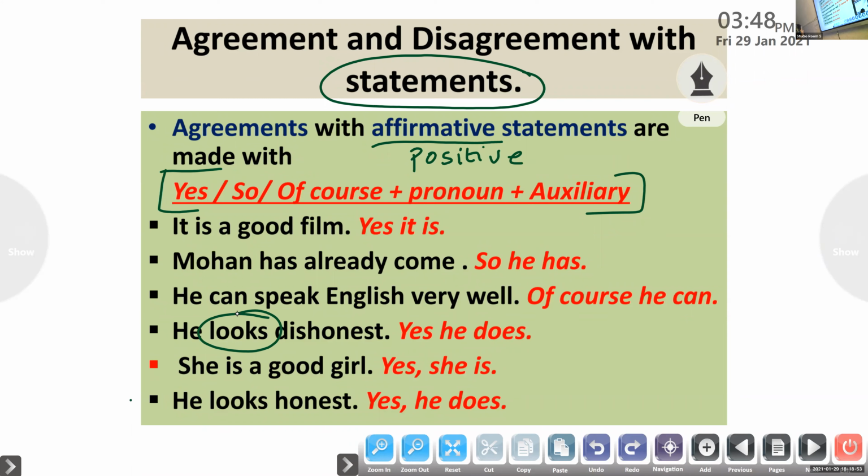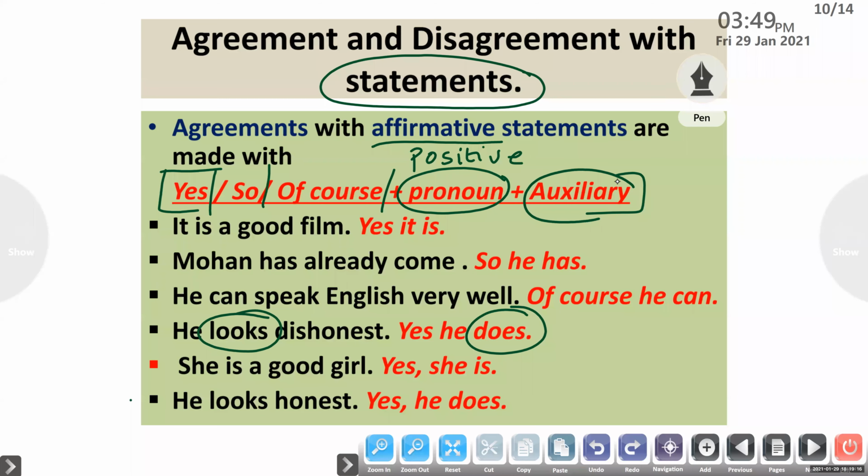Yes, ma'am. Yes, and I have told you to use the do form plus base form to get an auxiliary verb. That is how we got the does in the answer. So remember, when you agree with an affirmative statement, we must use yes, so, of course, and search for the pronoun from the sentence, and also search for the auxiliary verb. If you write it the right way, you can agree with an affirmative statement. Okay, now let us see what is next.